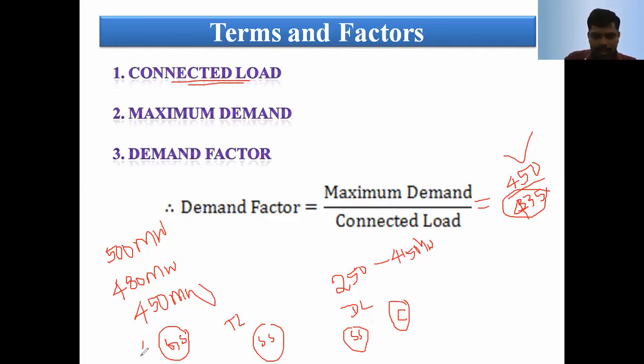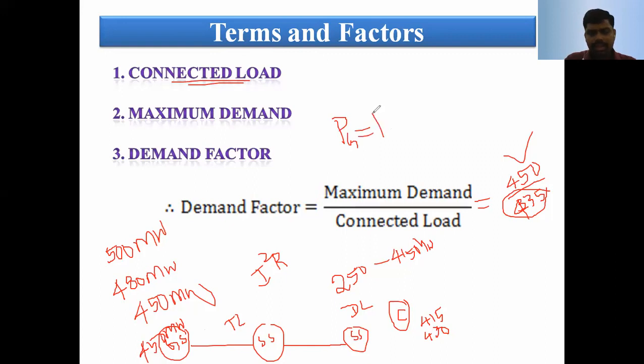Suppose they are sending 450 megawatt. The consumer utilizes only 415 to 430 megawatt. The remaining 20 megawatt is in terms of losses. That is nothing but the transmission line losses and distribution line losses, that is I square R losses. We want to generate the power considering the loss. That is, power generation equals power demand plus line losses.